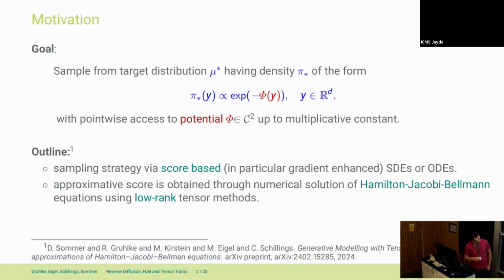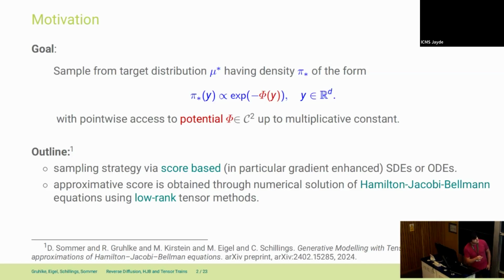And what we will do is devise a sampling strategy that is based first on some score-based SDEs or ODEs. So this is a link to the generative modeling. And we will approximate the score by means of the solution of these Hamilton-Jacobi-Bellman equations. So for the interested reader, here's the work that was put on arXiv early this year.